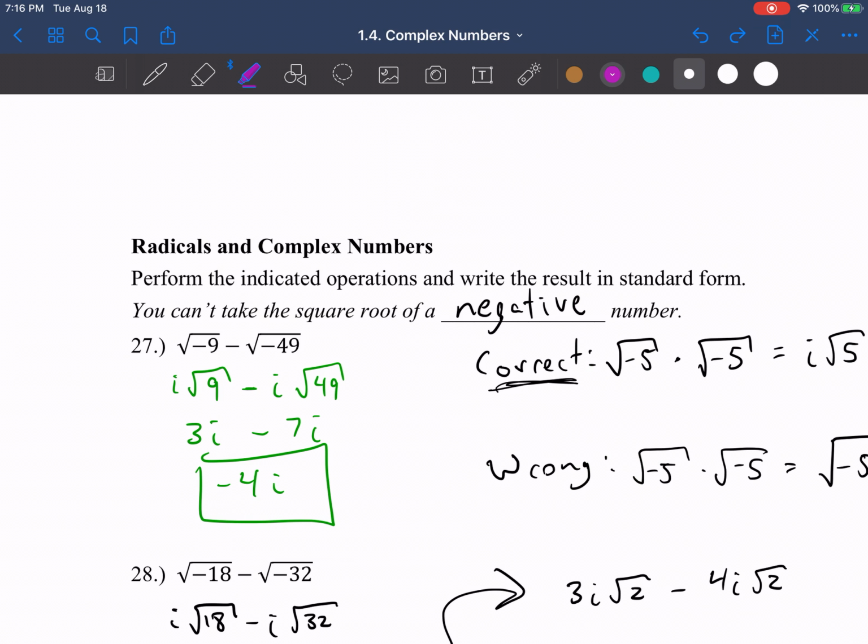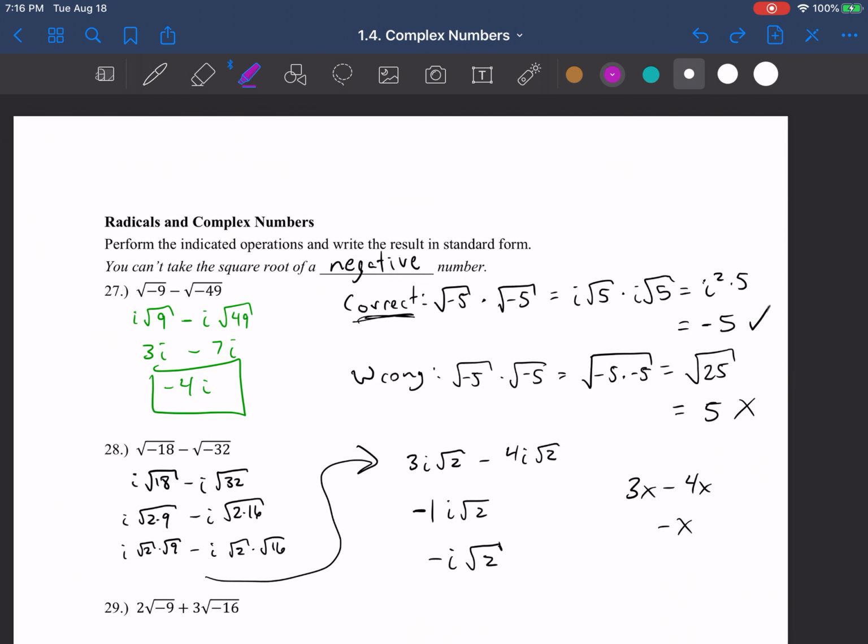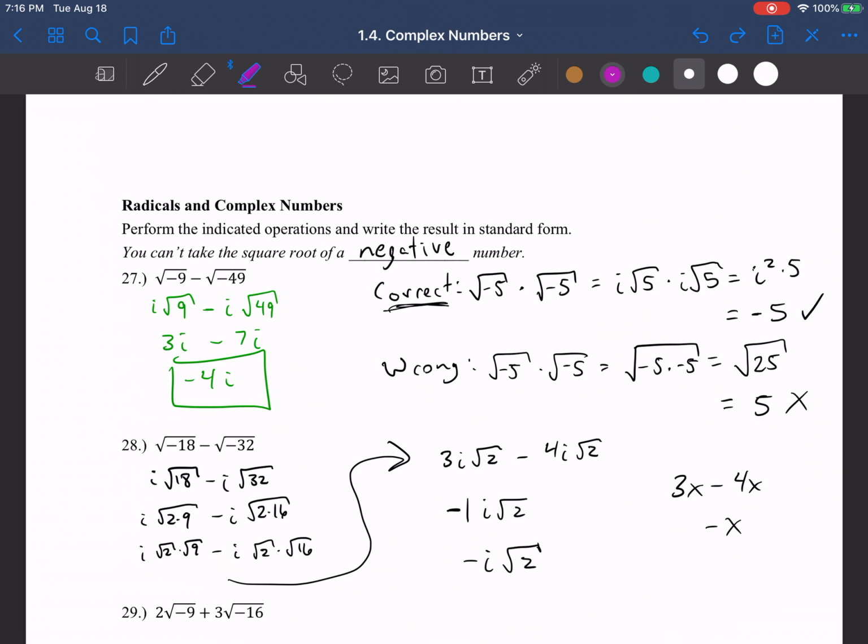Okay, next page, radicals and complex numbers. So here we want to perform the indicated operations and write the result in standard form. All right, so let's zoom out a little bit. You can't take the square root of a negative number, but what we're going to essentially do is pull that square root of -1 out of it. So let's take a look here. We have the square root of -9 minus the square root of -49, right?